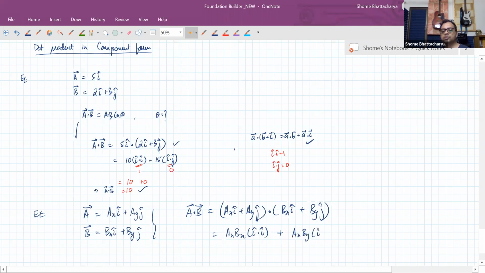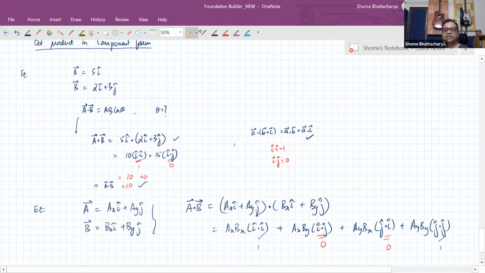whereas two will become non-zero quantities. This term will become zero because i dot j is zero. Similarly the third term ay bx is also going with j cap dot i cap, so that is 0. But the fourth and final quantity ay by is going with j cap dot j cap. So these two terms here, they are 0, whereas these two terms are unity.